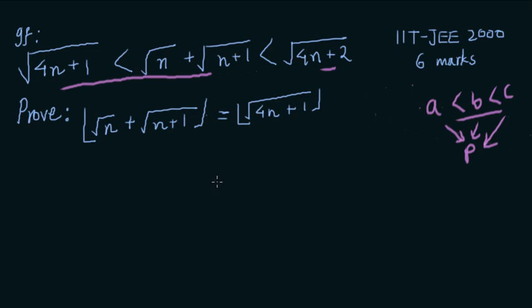Now let us observe a few facts. First of all, let us take certain examples of what 4n plus 1 and 4n plus 2 would be. Even before taking examples, we can clearly see that 4n plus 1 and 4n plus 2 have a difference of 1, right? Because this is 4n plus 1, this is 4n plus 2. They have a difference of 1.